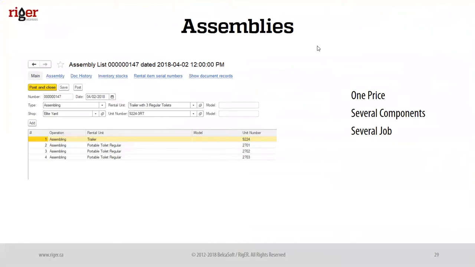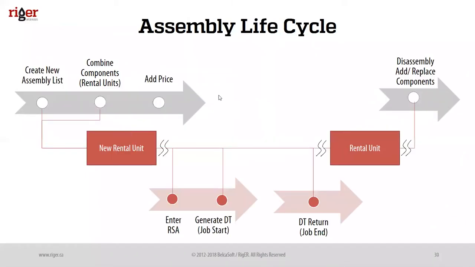Assemblies are a little bit different approach, where we have the same one price and several components. However, we'd like to use this for several jobs or several months or several years. Here is another example where we build an assembly as an assembly list, and we have a rental unit, a trailer with three regular toilets. We put the three toilets together and bolt them to the trailer and track them as a new unit number.